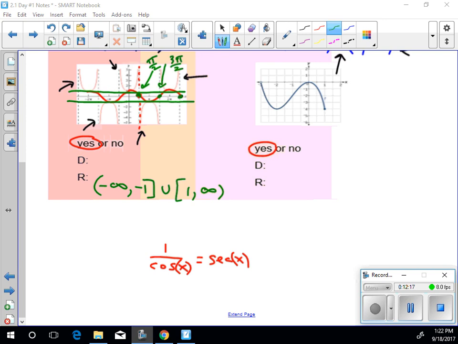Okay, so this is really weird. I'm gonna write something and it's not gonna make much sense, and it's okay. Just stick with me because we'll eventually get to this kind of stuff. So my domain is everything except for those values.